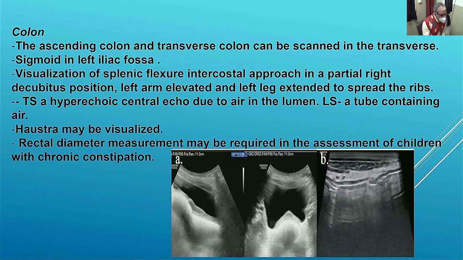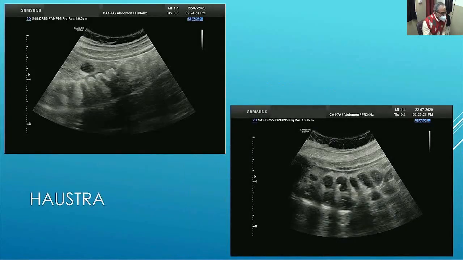Haustra may be seen. And sometimes rectal diameter measurement is required in assessment of children with chronic constipation. The pediatrician asks whether the rectum is dilated. So this is how the haustra appear. And whenever there is fluid in the colon, you can see them better. Haustra.